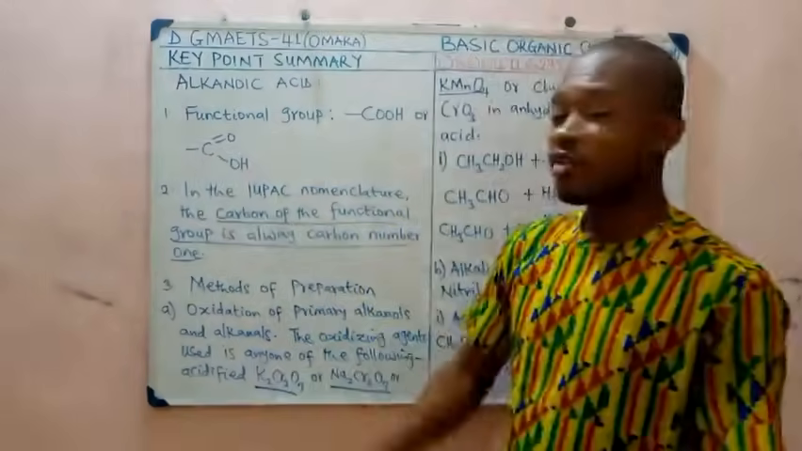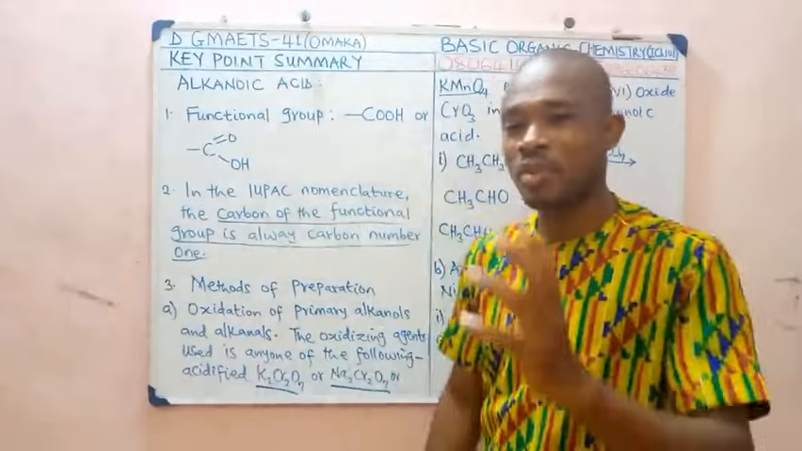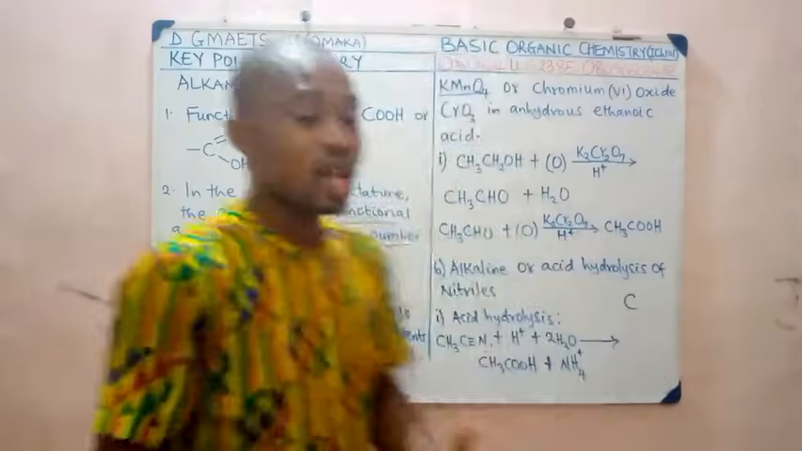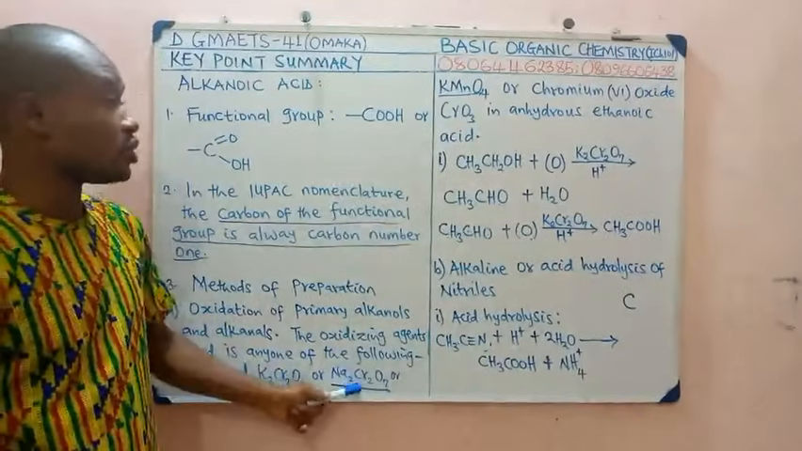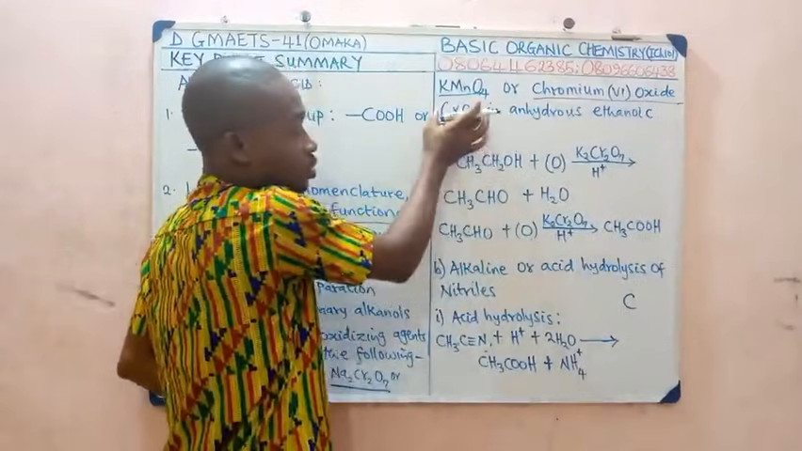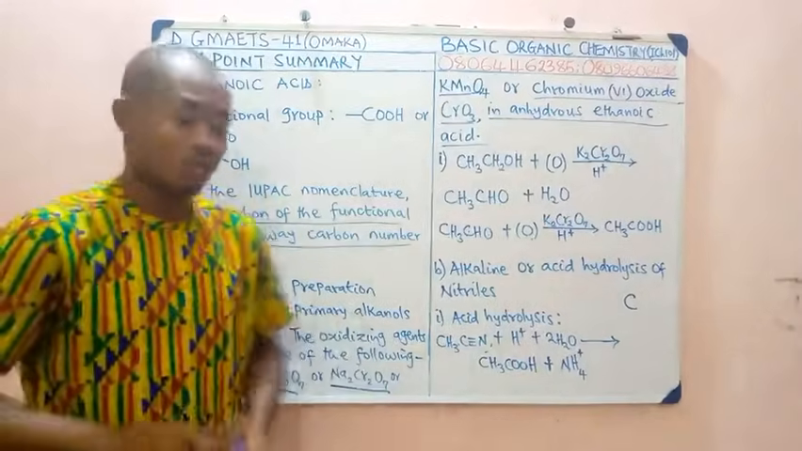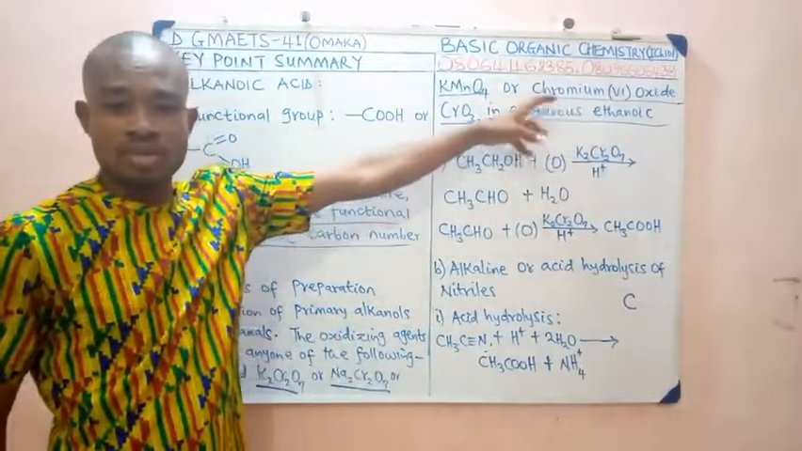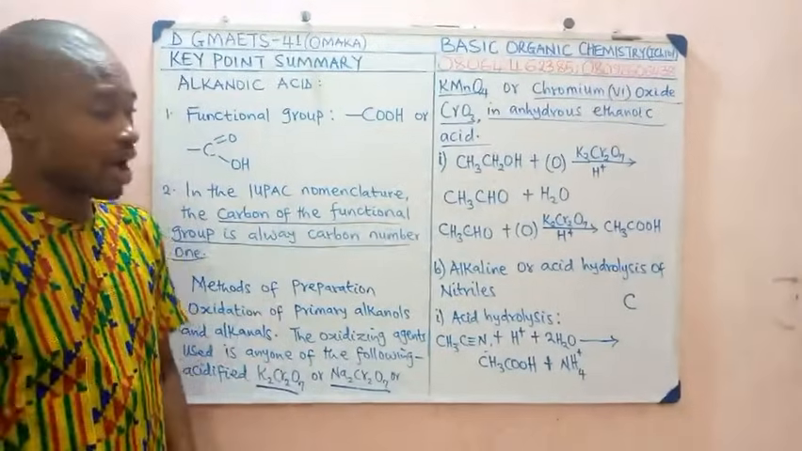Take notes. Methods of preparing alkanoic acid. There are 3 methods. One of them is oxidation of primary alkanol, which in the process will give you alkanal. Then further oxidation of the alkanal will give you alkanoic acid. Oxidizing agents used, look at them. You can use either this one, this, or this. You can also use chromium 6 oxide in anhydrous ethanoic acid as the oxidizing agent. Of course, we are used to the other oxidizing agents already. This is a new one introduced, chromium 6 oxide in anhydrous ethanoic acid, for this oxidation specifically, right?